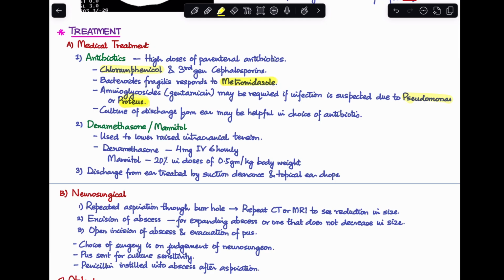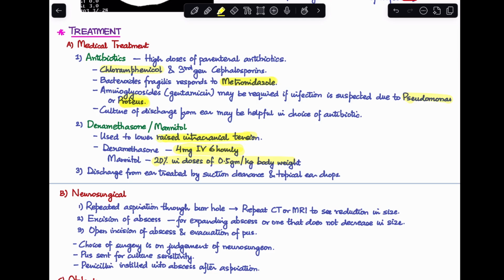in your case. Other than this, we use certain drugs to lower the raised intracranial tension. There are two such drugs. If you are using dexamethasone, the dosage is 4 milligram IV 6 hourly. And if we are using mannitol, we use 20% mannitol in doses of 0.5 gram per kg body weight. And discharge from the ear is treated by suction clearance and topical ear drops. So this was about medical treatment.